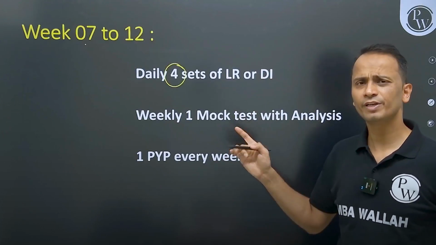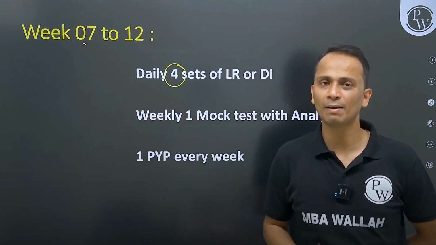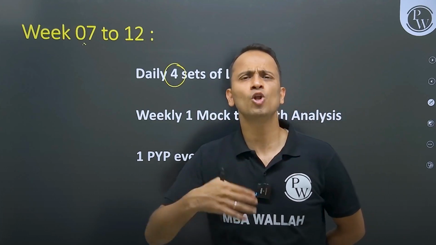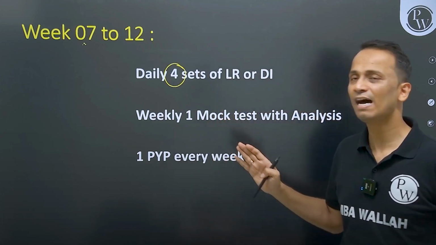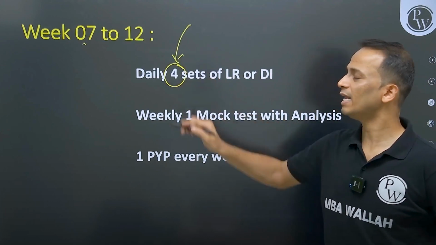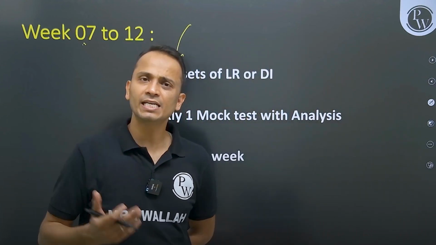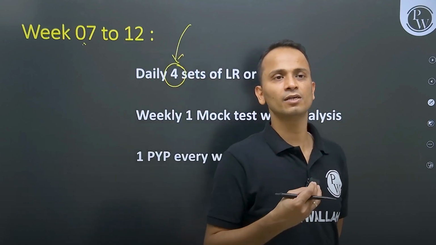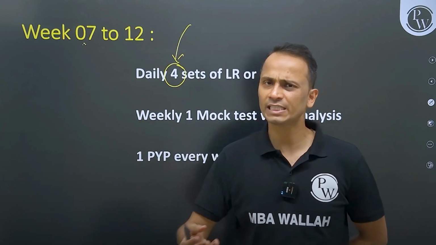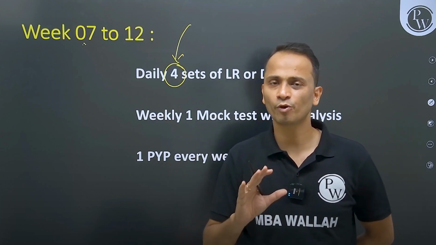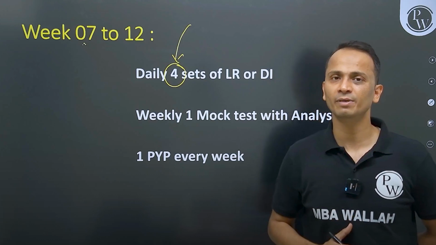If you are able to finish the previous task a little early, that's why I have made a small overlap here. So starting from week 7 or maybe week 8, for the next 5 weeks, you will have to practice 4 LRDI sets on a daily basis. You can alternate between LR and DI. You can practice LR for 2 to 3 days and then DI for 2 to 3 days. It's totally up to you, whichever way you want to handle this. But minimum 4 sets on a daily basis.